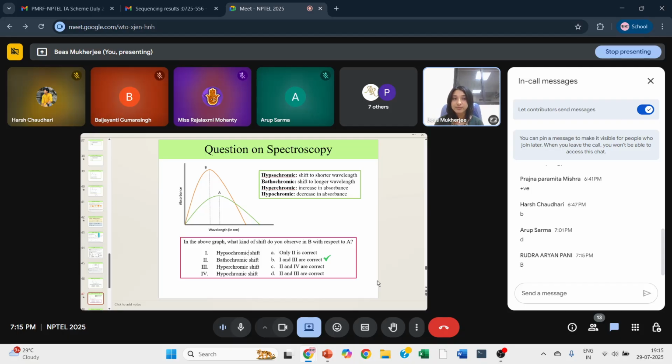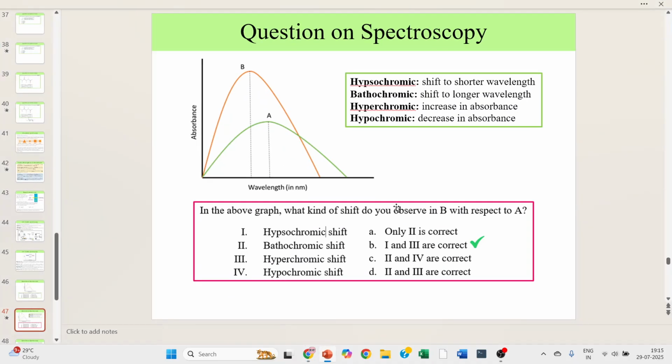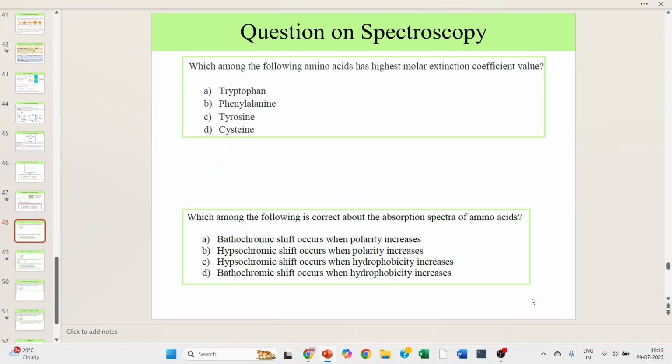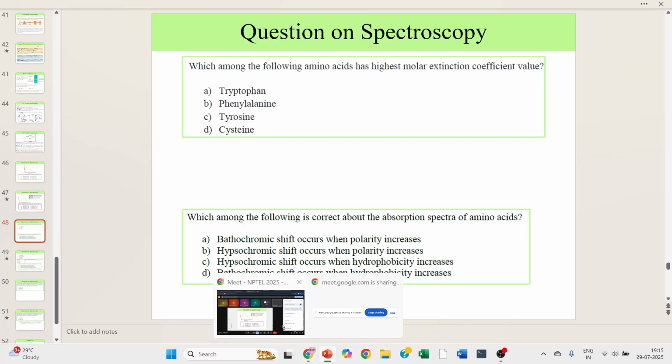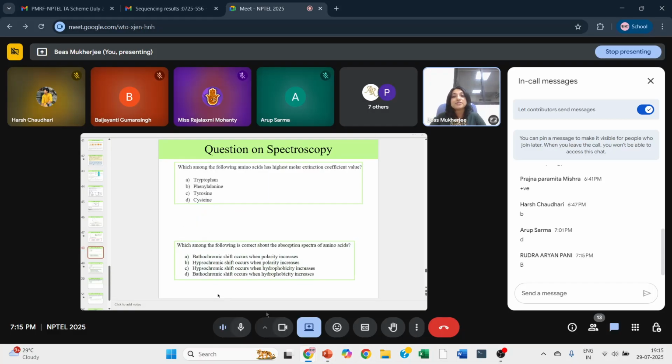One, which is hypsochromic shift, right? So B is the right answer. Next, we move on to two other questions. Try to answer these. Which among the following amino acids has the highest molar extinction coefficient value? This also we learned just now, right? Try to answer.